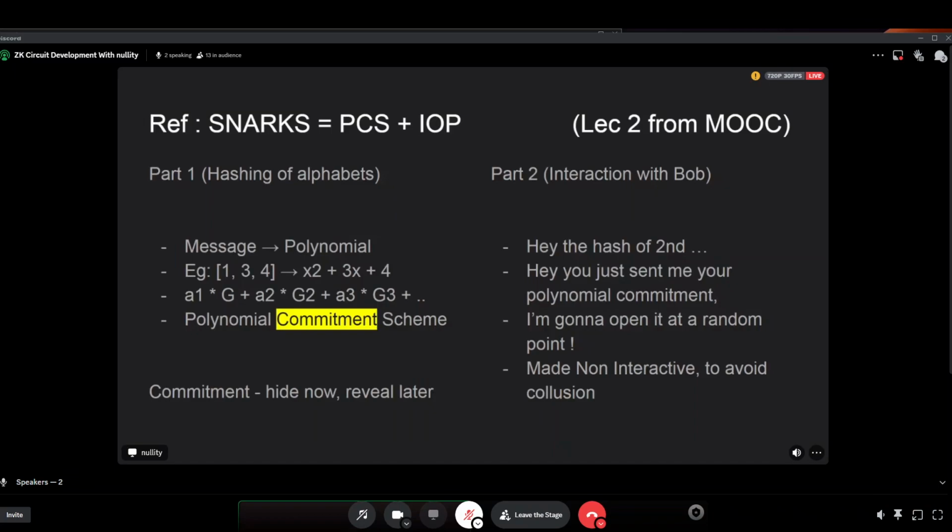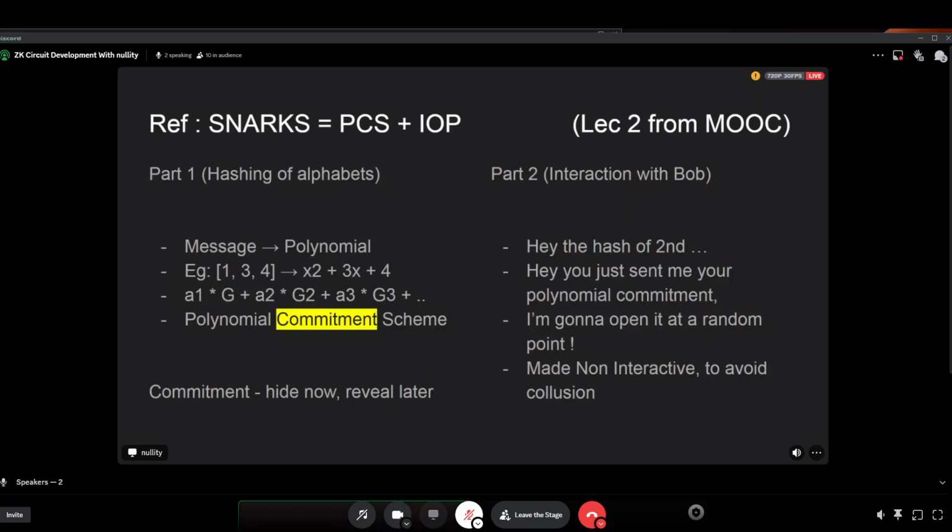There are cryptographic commitment schemes, there are cryptographic hashes, but commitment in specific means that you can commit to something, you can hide the value of something, and you can reveal the value of the polynomial later. This is called opening a commitment. So the process of hiding your secret in layman's terms would be PCS, polynomial commitment scheme, and the interaction part where you ask Bob, "Hey, what just happened to your second hash? Send me your commitments," is the IOP or interactive oracle proof.